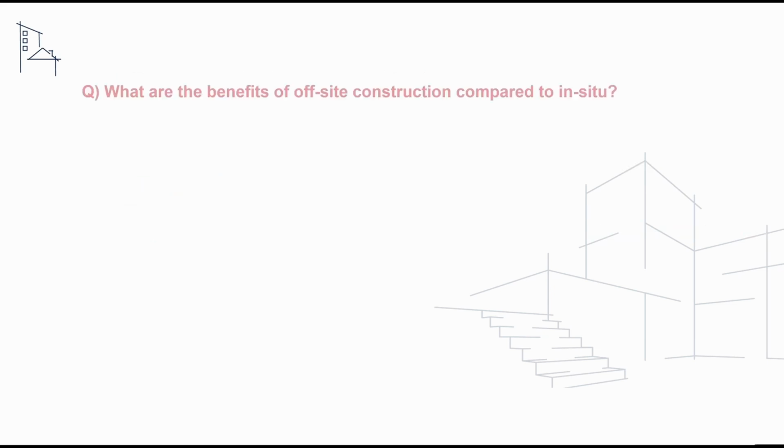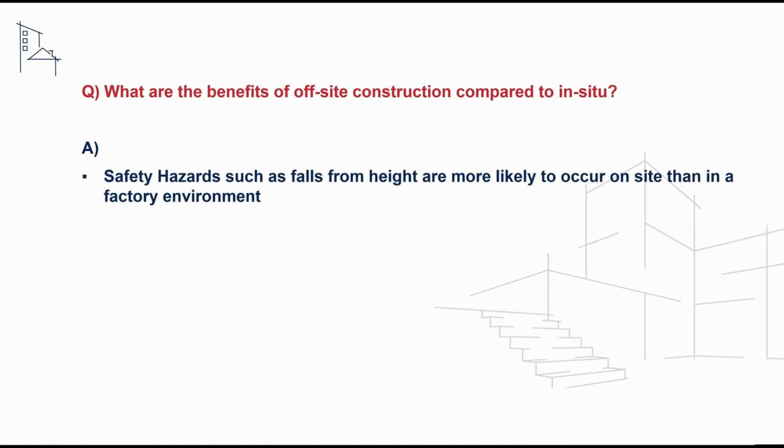The next question we'll take a look at is, what are the benefits of off-site construction compared to in situ? And to address this we can say that safety hazards such as falls from height are more likely to occur on-site than in a factory environment.